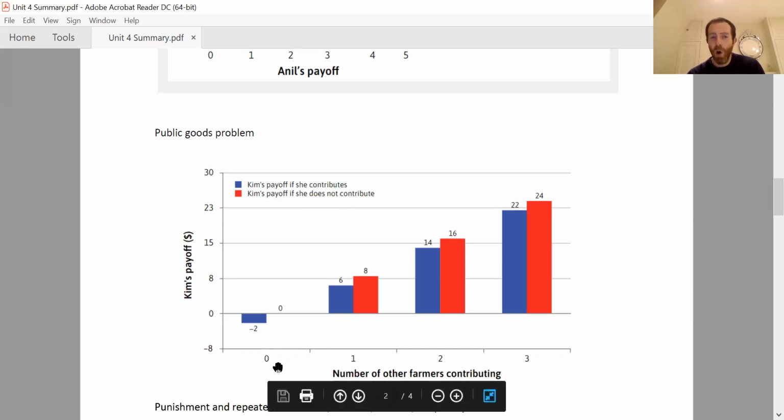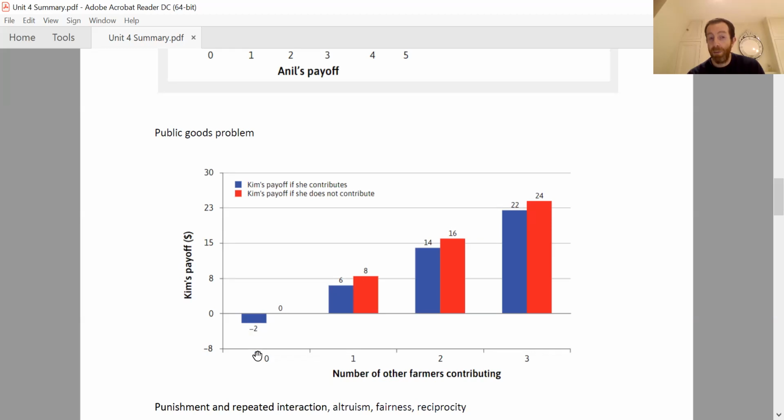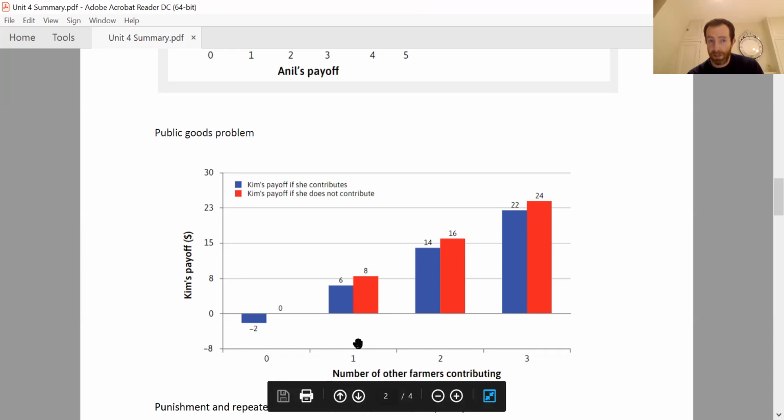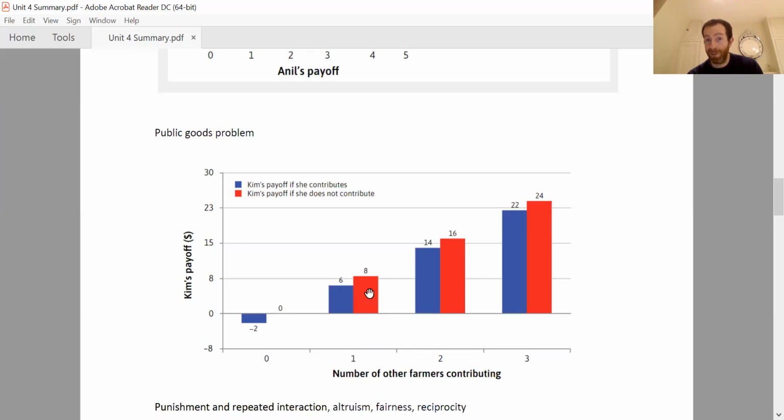So if none of the other farmers contribute, but Kim decides to, then she gets a payoff of -2. But if none of the other farmers contribute and Kim doesn't either, she gets a payoff of 0. Obviously 0 is better than -2. So in this case, where no one else contributes, the best thing for Kim to do is not contribute either. Now let's think about what if one of the other farmers decides to contribute? If Kim also contributes, she gets a payoff of 6. If she doesn't contribute, she gets a payoff of 8. Again, 8 is bigger than 6. Her best response here is to not contribute.